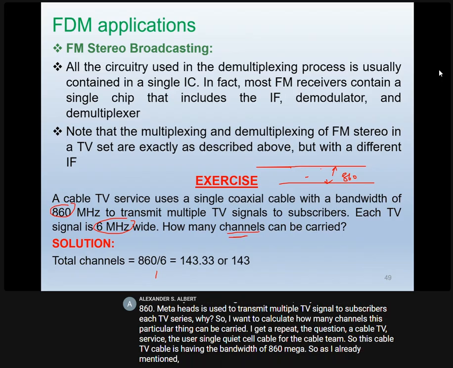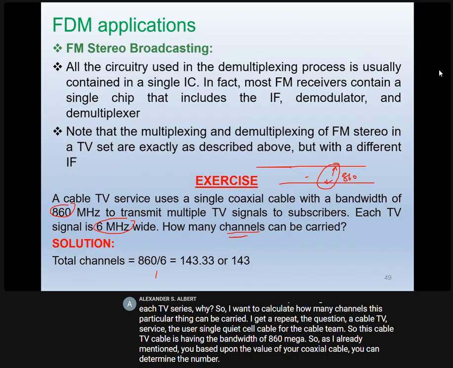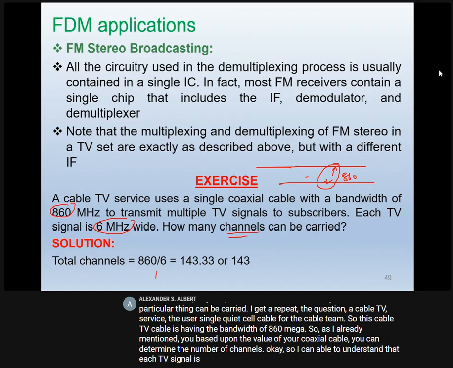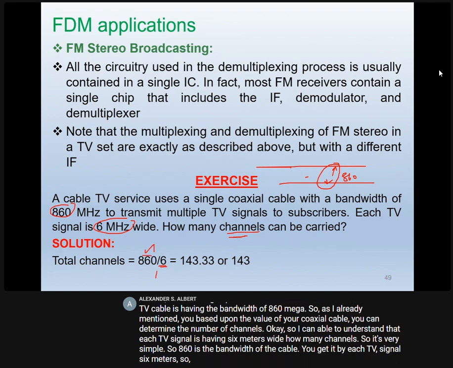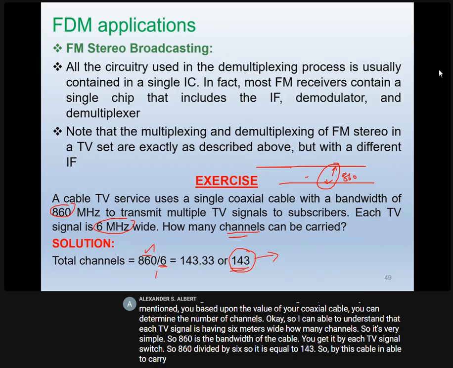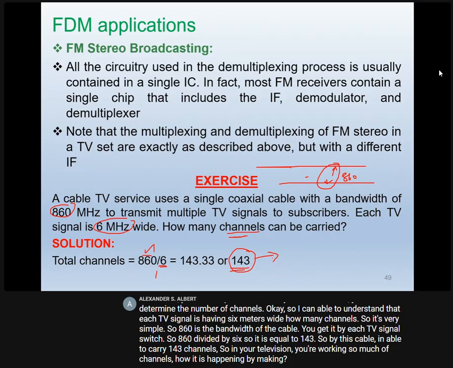As I already mentioned, based upon the bandwidth of your coaxial cable, you can determine the number of channels. Each TV signal is 6 megahertz wide. How many channels? It's very simple. 860 is the bandwidth of your cable divided by each TV signal of 6 megahertz. So 860 divided by 6 is equal to 143. So by this cable, you can carry 143 channels. In your television, you're watching so many channels. How is it happening? By making use of this.